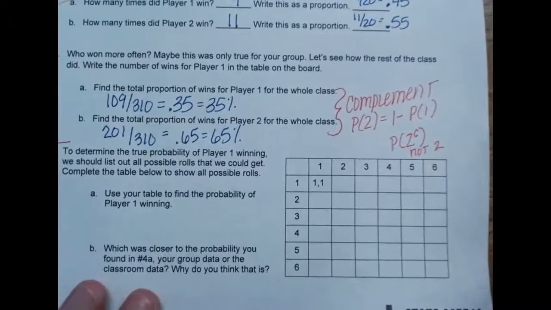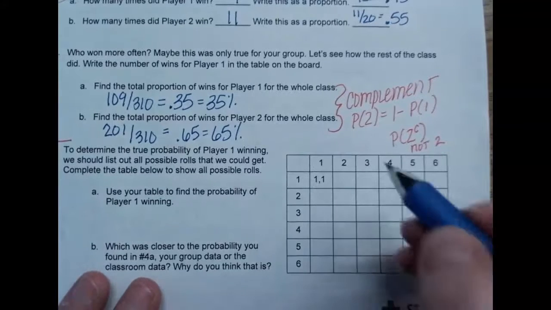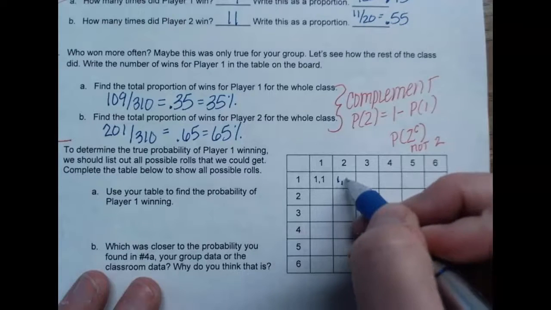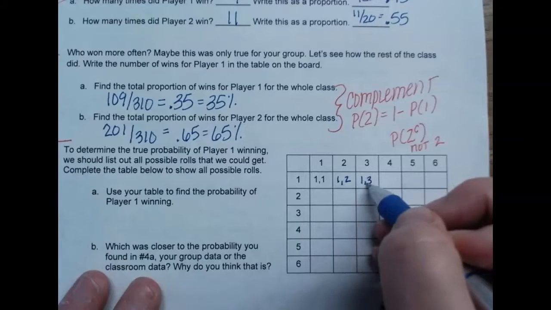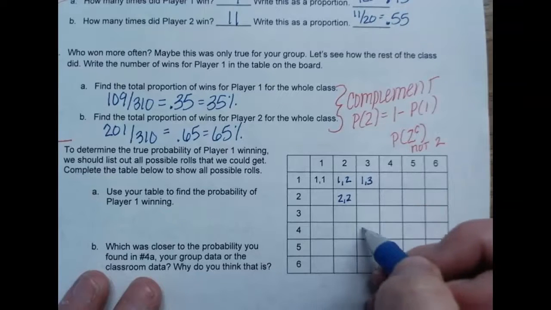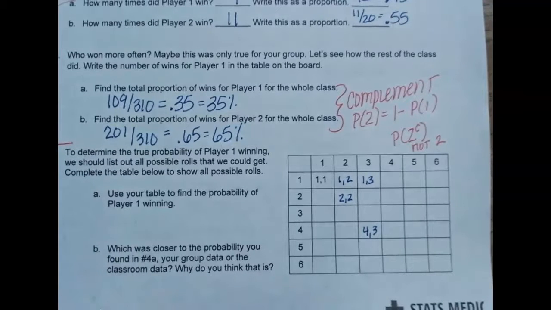All right, so what I want you to do now is finish filling out this table so we can talk about it. And these are just our dice combinations. So this would be a 1 and a 2, this is a 1 and a 3, this would be a 2 and a 2, this would be a 4 and a 3. So go ahead and finish filling that out and come back to the video when you're done.